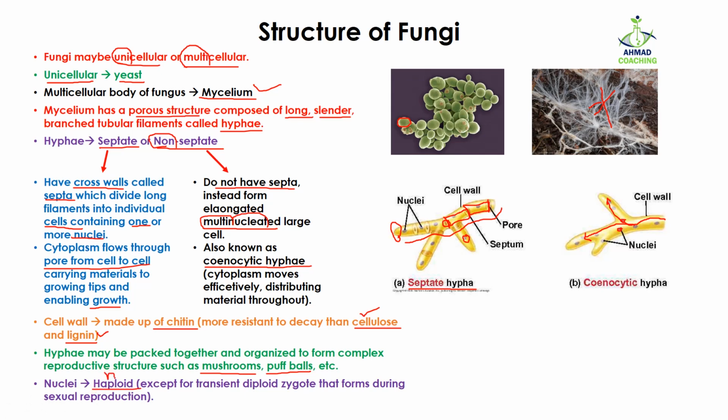They contain n number of chromosomes, except for the transient diploid zygote that forms during sexual reproduction. During sexual reproduction, when the male and female gametes combine together, n plus n is going to be 2n number, which is known as diploid. So the diploid zygote is only formed when there is sexual reproduction going on. Otherwise, the nucleus in the fungi is haploid. So that was all about the structure of fungi.